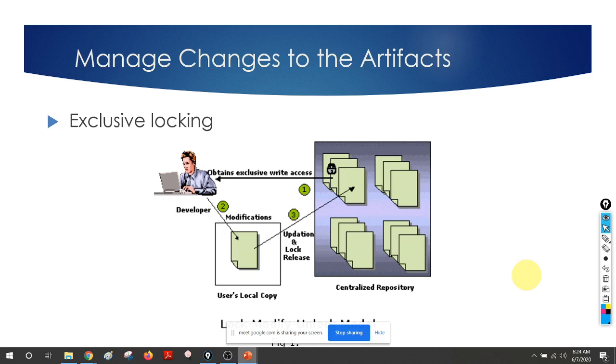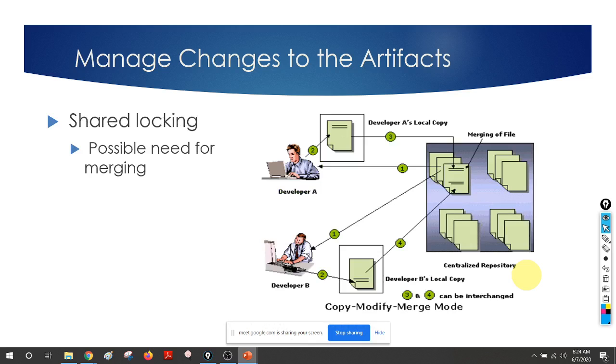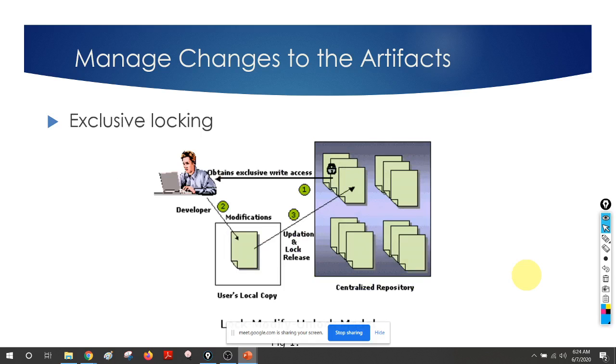Okay, so then we have two approaches. Either we go for exclusive locking or we go for shared locking. In exclusive locking, if I want to make changes to a particular artifact, I will lock that artifact. So I will check it out, right? We use the word checkout exclusively. That means we lock the artifact and check it out. So I have taken the file, I am now making the changes, and no one else can check it out because I have locked it exclusively, right?